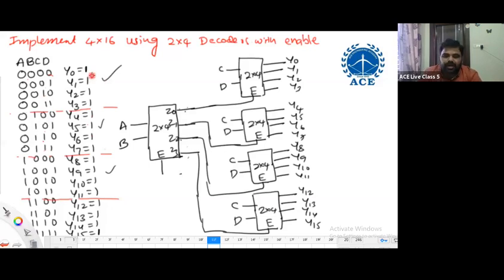So logic must be understood correctly. Here we are using the enable signal to enable at the next stage. If anyone has any questions on this implementation, because we have been getting questions about the minimum number of decoders required.